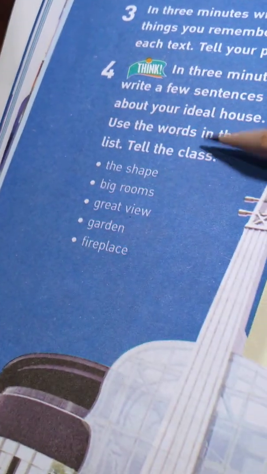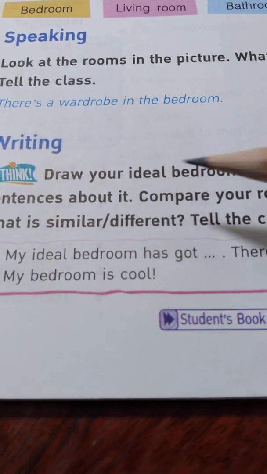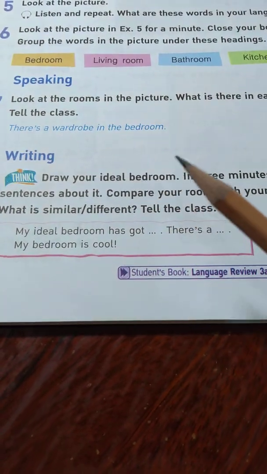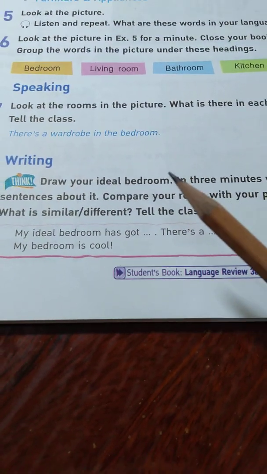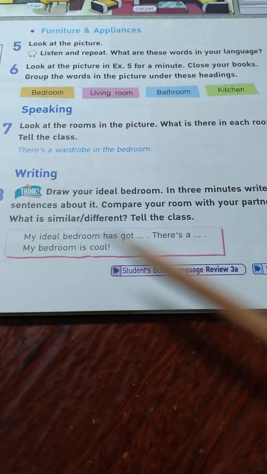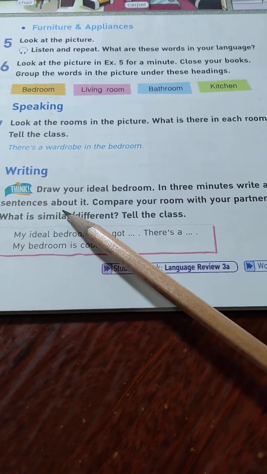All right, we talked about over here, we talked about the idea house. Now they want you to talk about the idea bedroom. All right, what would the best bedroom in the world look like? All right, in 3 minutes, write a few sentences about it.